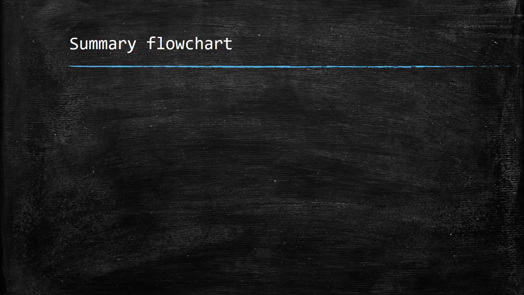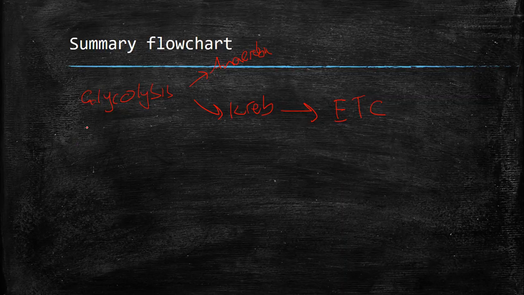So let's do a little summary flowchart of what we've covered. We start off with glycolysis. Now, if no oxygen, we go anaerobic. If oxygen, we go to the Krebs cycle. The Krebs cycle then leads to the electron transport chain. And so we have 2 ATPs per molecule of glucose here, because remember, glucose is split into pyruvate, and this happens in the cytosol.